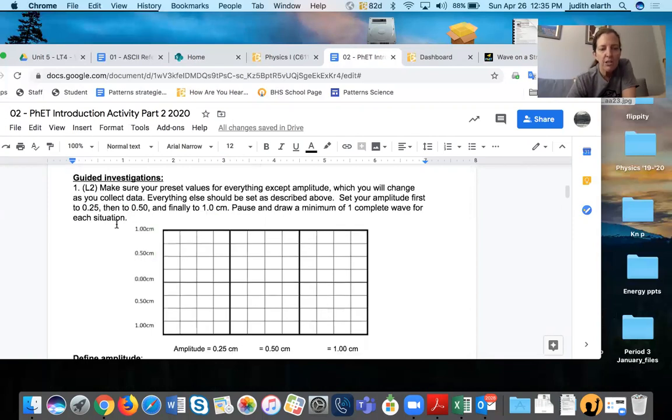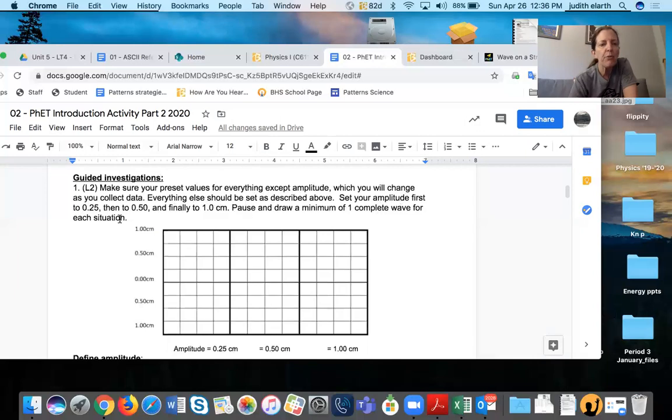Here are the investigations. So we're going to look and see how one thing affects another thing, like it was a lab. So make sure your preset values for everything except amplitude, which you will change as you collect data. I'll fix that sentence because that's a sentence fragment. Make sure the preset values for everything match what's above, is what that should be. Everything else should be set as described above. I'll fix all that wording.